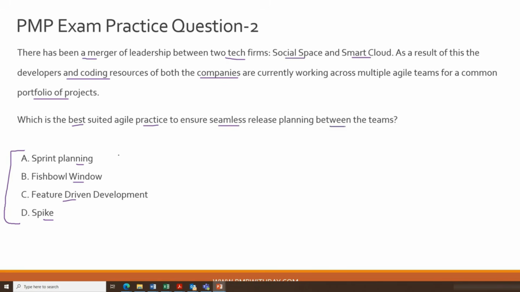Okay, so there are 4 options given. So the only way you'll be able to answer this question is if you know what is a sprint planning, what is a fishbowl window, what is feature driven development, and what is a spike. Okay, so let's go one by one.